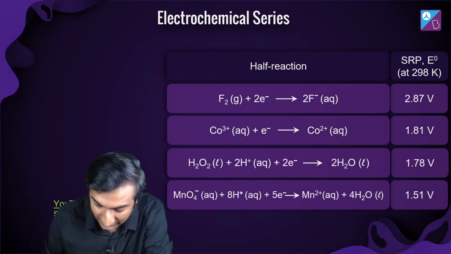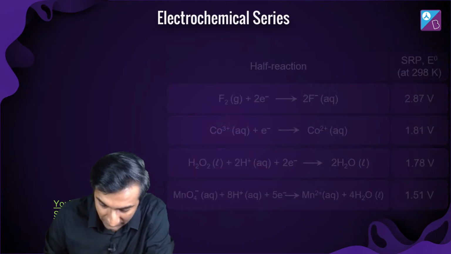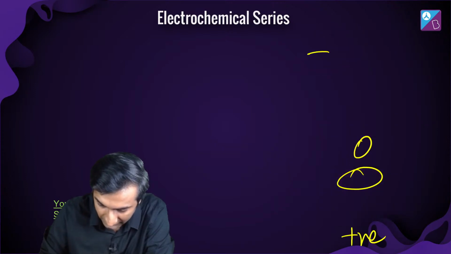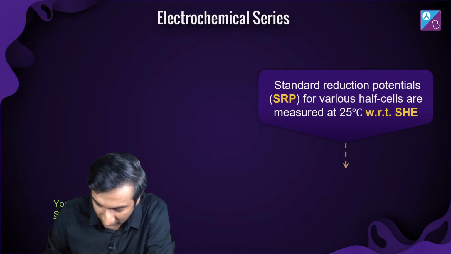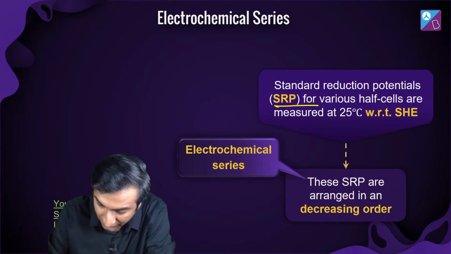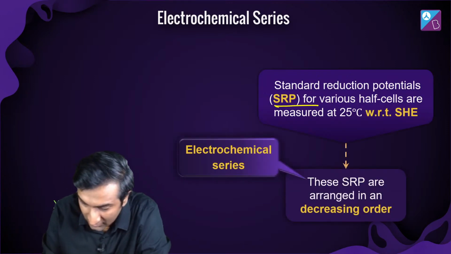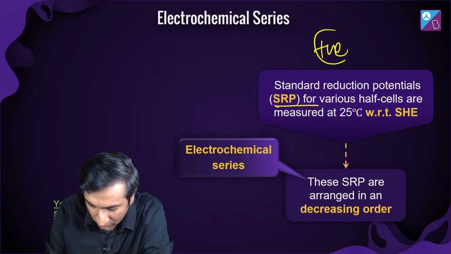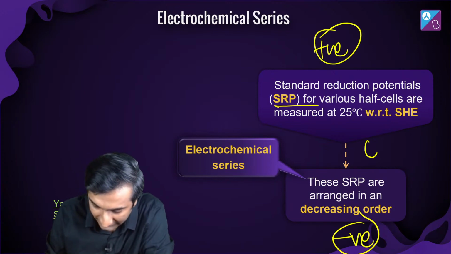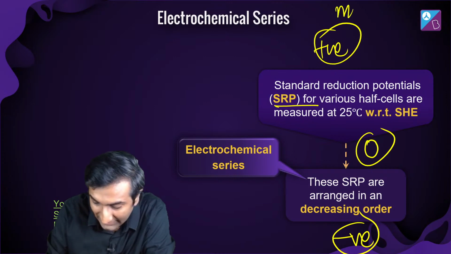Now, what does it look like? Here is an example. So you start with, I'm sorry, not most negative, most positive. I wrote it the opposite way, right? Let me correct that. Standard reduction potentials for various half cells are measured at standard conditions. Most positive to most negative through 0, in decreasing order. That means most likely to get reduced.